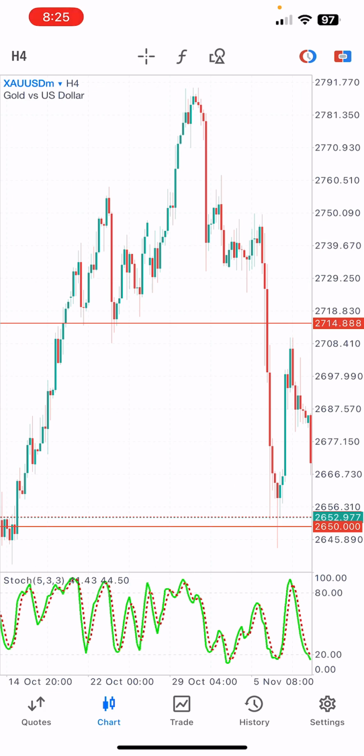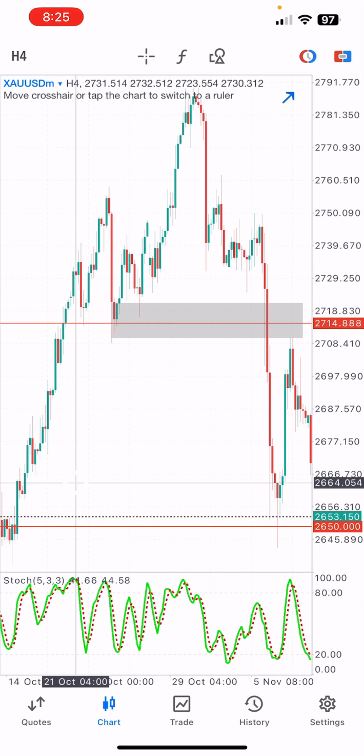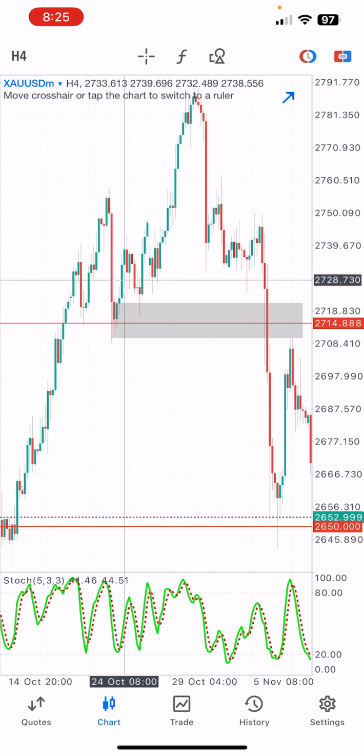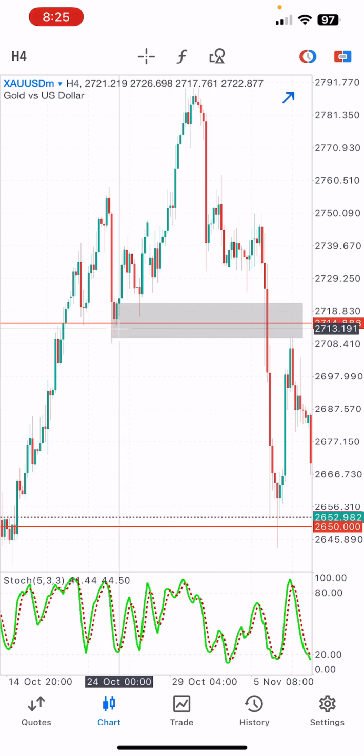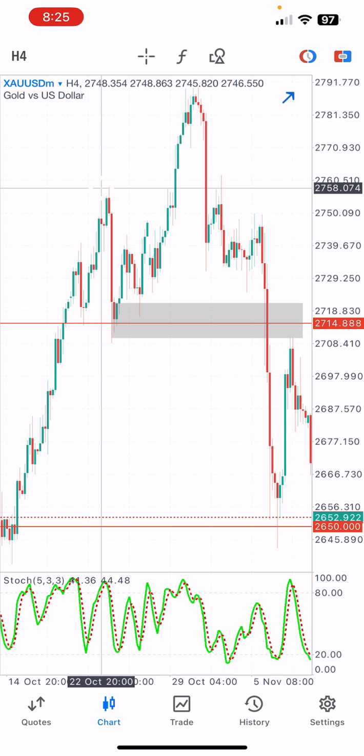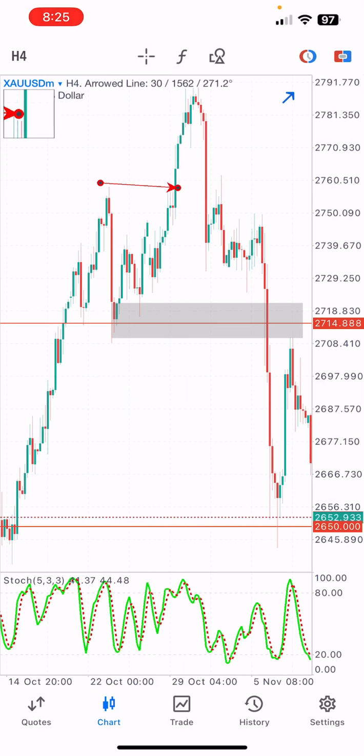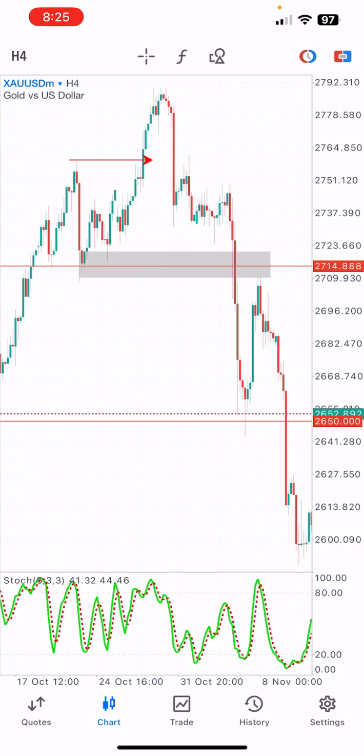So for instance, you can see we have a breaker block right here. Remember, you'll be looking for all this stuff in higher time frame, H4 or H1, to have more accurate trade. So this is a breaker block. As you can see, this market pullback right here, giving us a big engulfing bullish candlestick with high volume candle. And not only that, it also broke structure right here. So this is a break of structure.